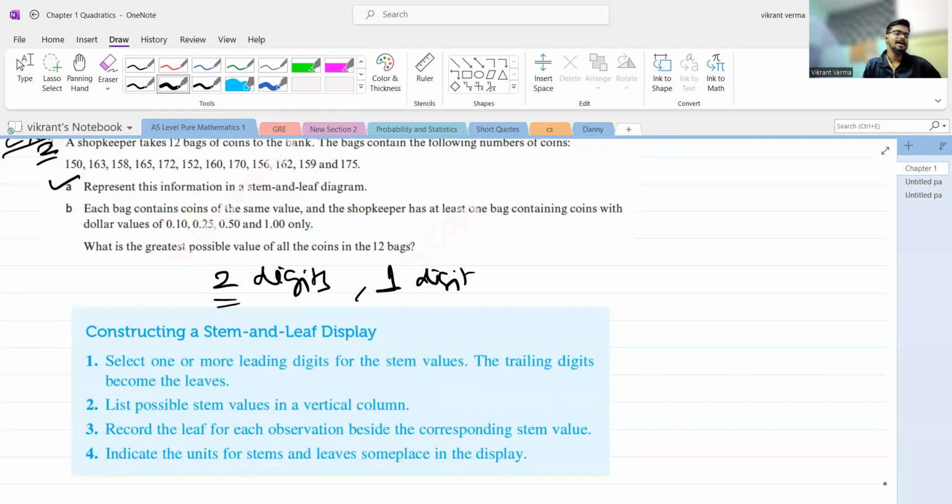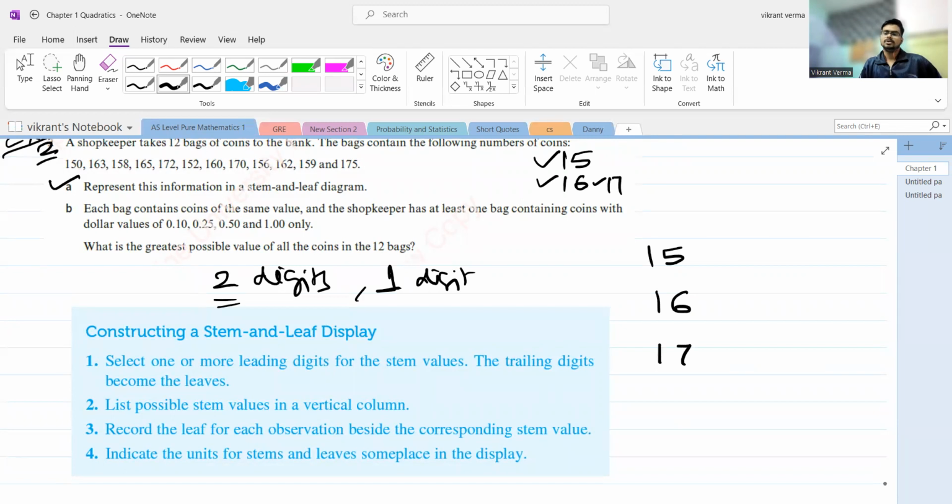The data points are 150, 163, and so on. All these data points have starting digits of either 15, 16 or 17, so the data points come in only these three categories. I can write it in this order: 15 first, then 16, then 17.